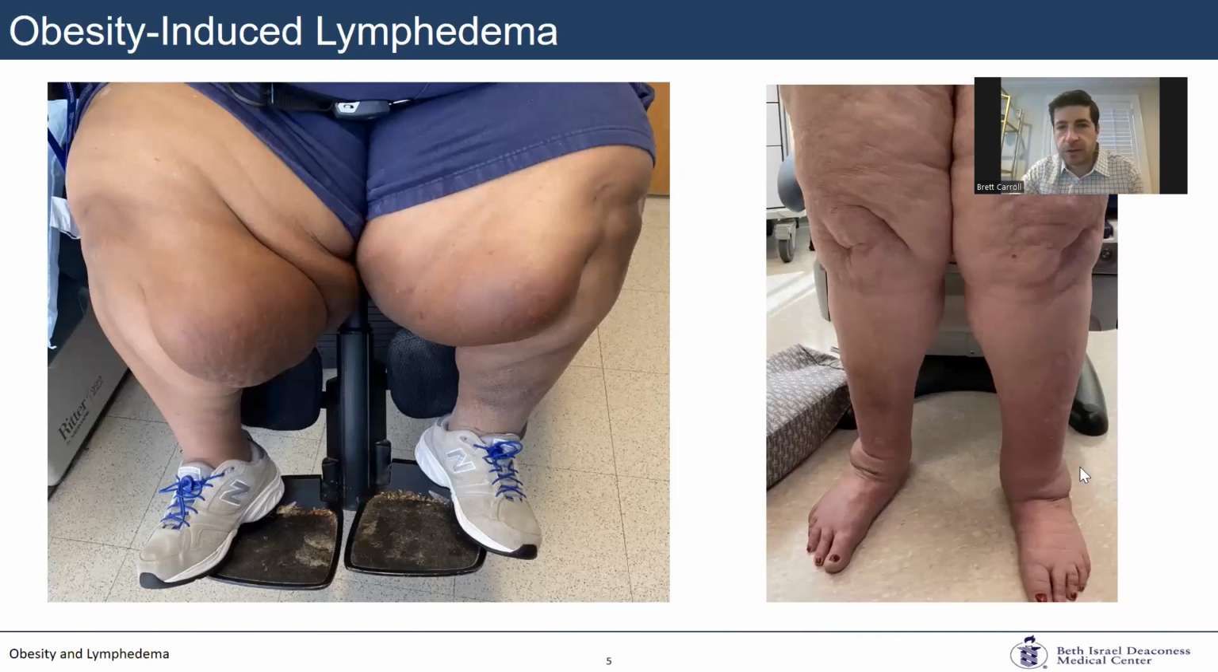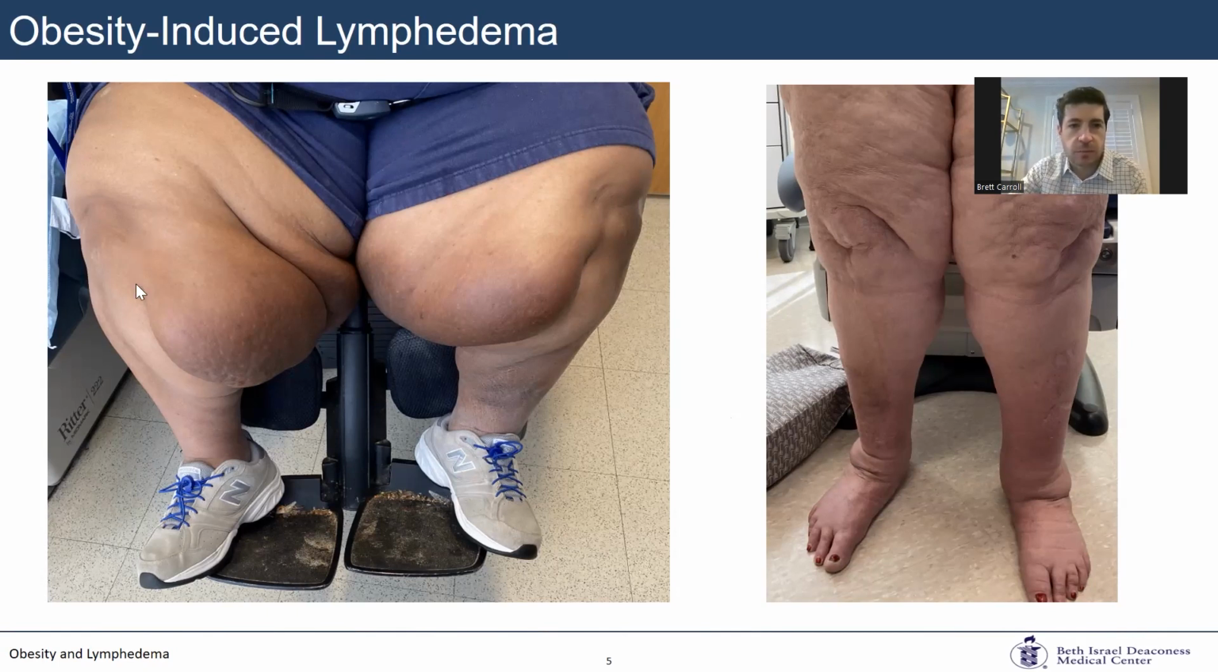We see a variety of different presentations of obesity-induced lymphatic dysfunction. I think it's probably, though it's not so well defined as, for example, breast cancer-related lymphedema, it's probably the most common cause of edema that we see in the lymphatic medicine clinic. The majority of patients are not going for surgery. Often these patients have multifactorial lower extremity edema due to chronic venous hypertension, maybe a little diastolic heart failure, and then the second hit of lymphatic dysfunction on top of it.